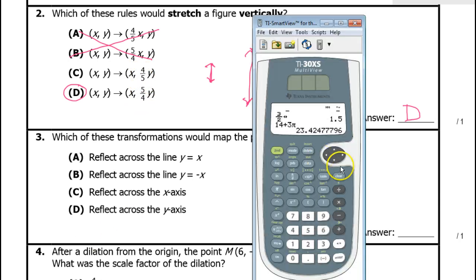But if you are more challenged than the average student, then you might have to do something like this. 5 divided by 4. Oh, look, that's 1.25. That's bigger than 1. Whereas 4 divided by 5, that's 0.8. That's less than 1. I'm really hoping you don't have to do that, but I'm a realist. So there you go.